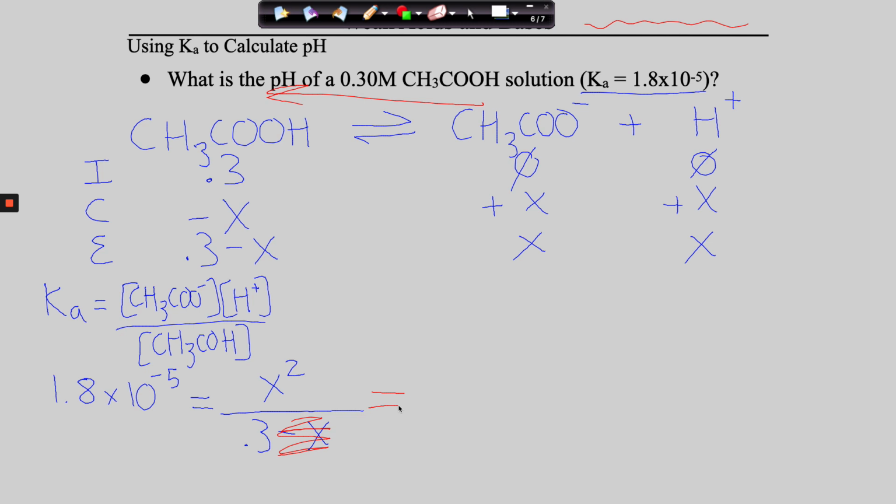Where's my calculator? So guys, all we've got to do, with me, is go 1.8 times 10 to the negative fifth, multiply that by 0.3. I'm not even going to write it down because we can do math, right? So guys, we're going to multiply these together, and then what do we do to solve for x once we've multiplied that times that? Take the square root. And so if I take the square root of this, guys, this is 0.0023 molar.